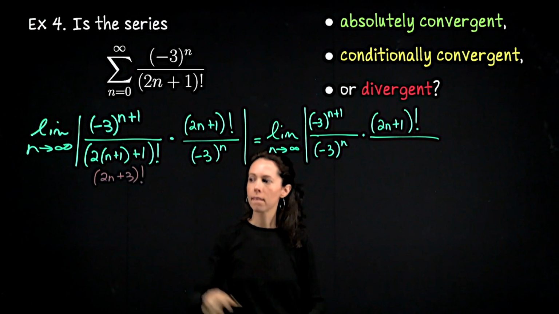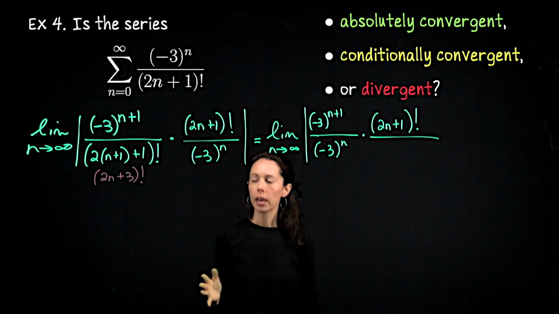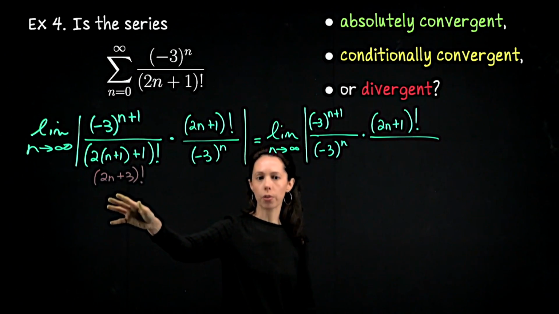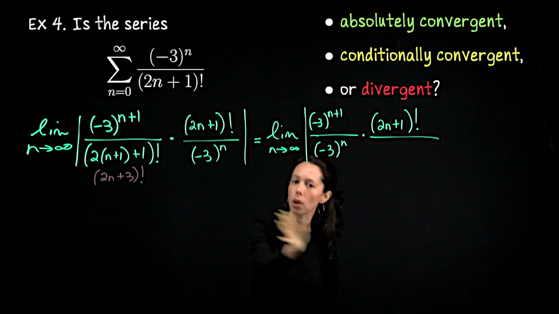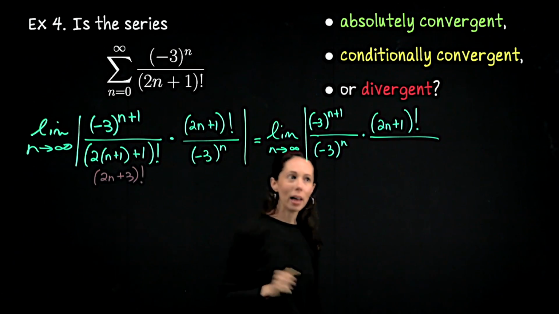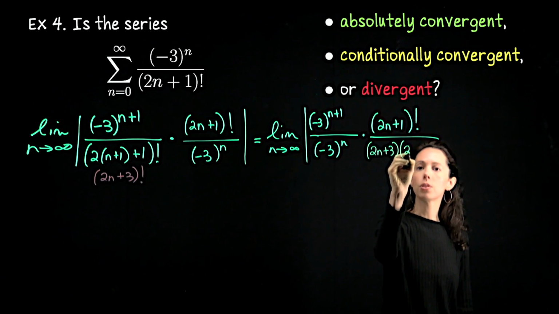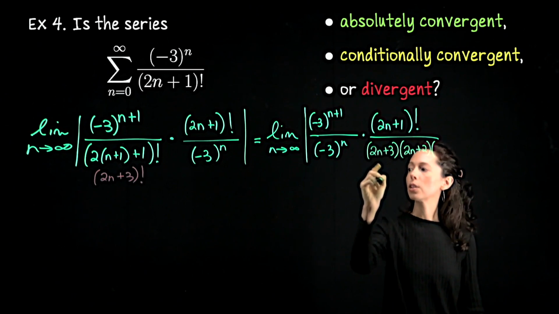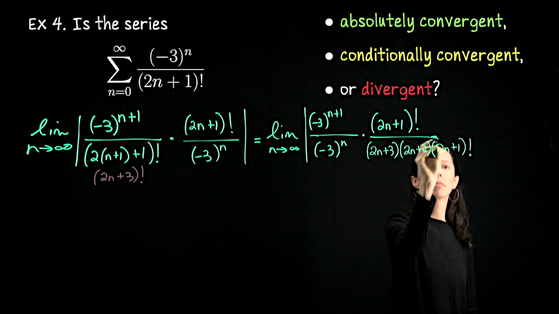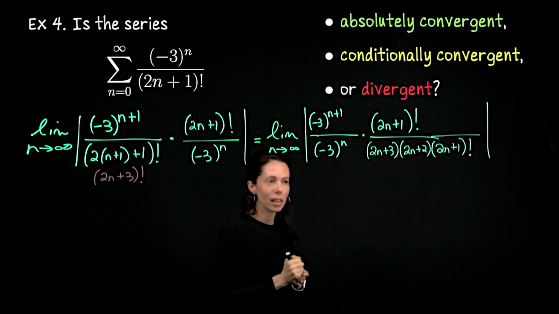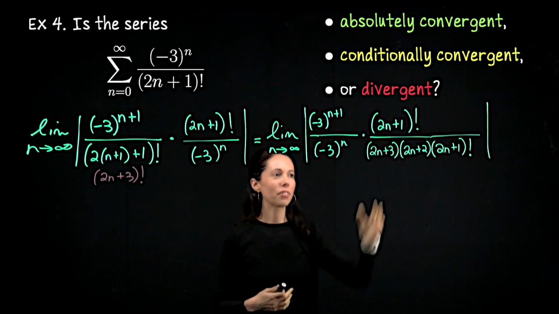Here's what you look for. 2n plus 3 factorial is the product of all the consecutive integers up to 2n plus 3. So if I start to expand this down, it would be 2n plus 3 times 2n plus 2 times 2n plus 1 times 2n times all the numbers on down to 3, 2, 1. But we can write that more concisely if I say 2n plus 3 times 2n plus 2 times 2n plus 1 factorial. With factorials in the ratio test, you're going to look for cancellations like this.